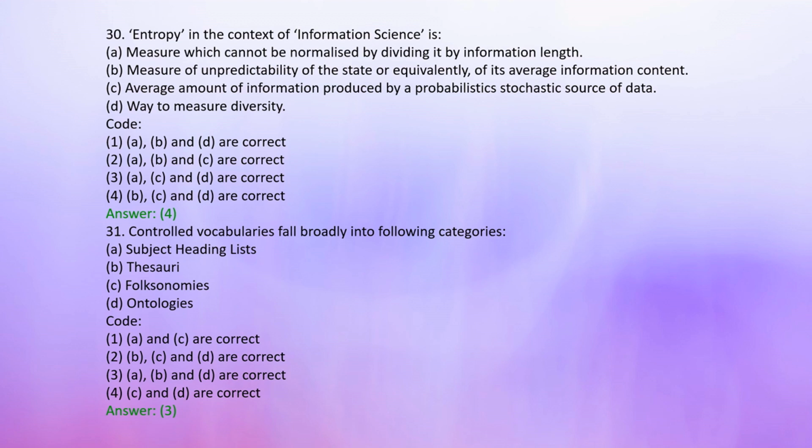Number 31, controlled vocabularies fall broadly into the following categories. Option A, subject heading list. B, thesauri. C, taxonomies. And D, ontologies. And codes: number 1, A and C are correct. 2, B, C and D are correct. 3, A, B and D are correct. And 4, C and D are correct. Correct answer is A, B and D are correct.